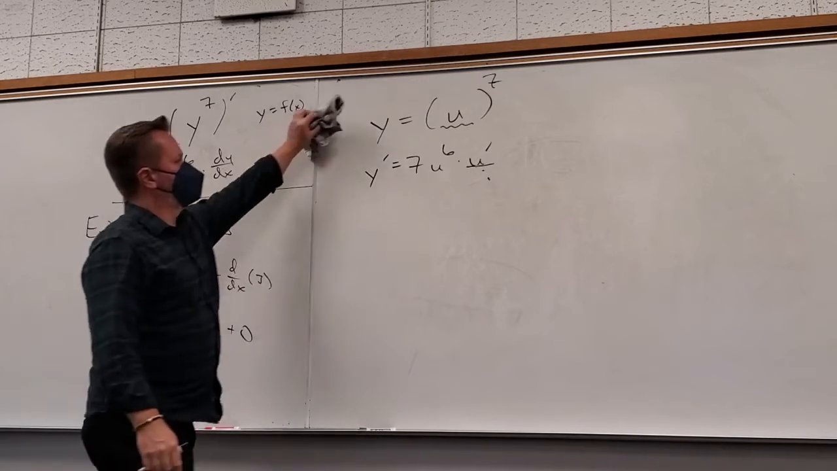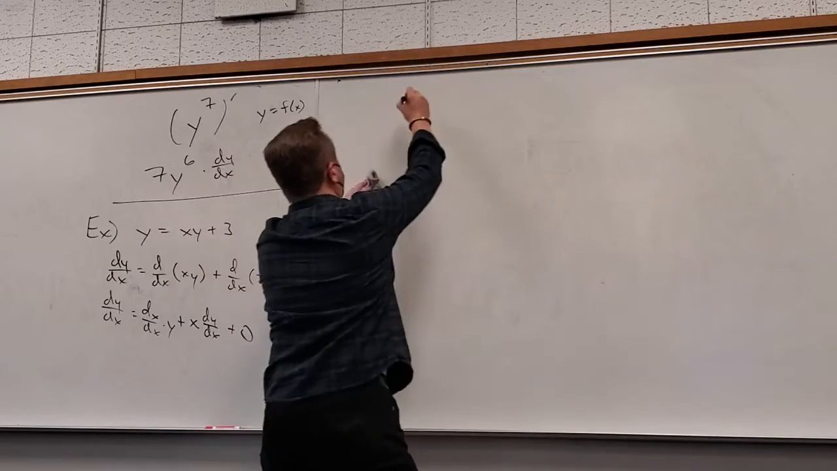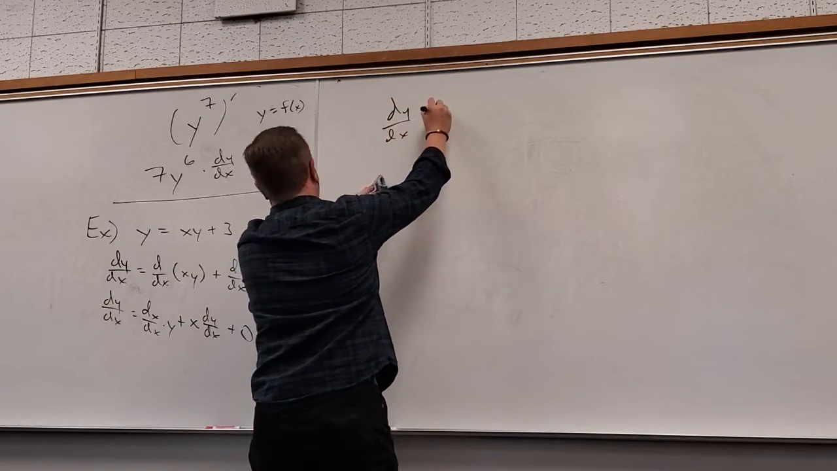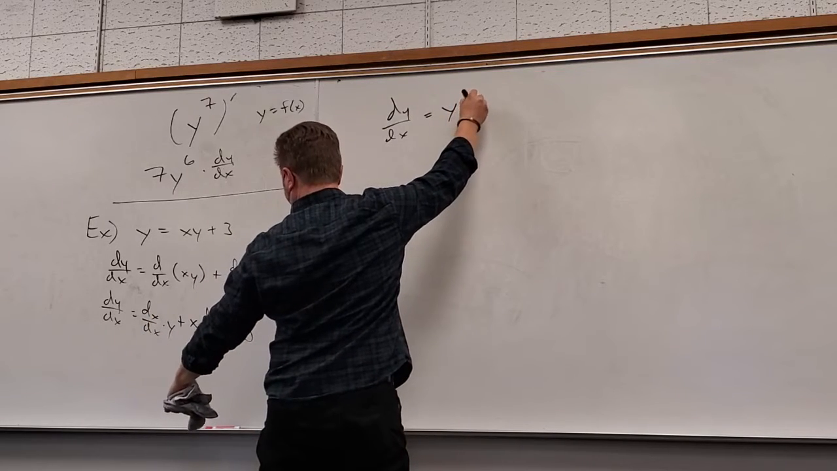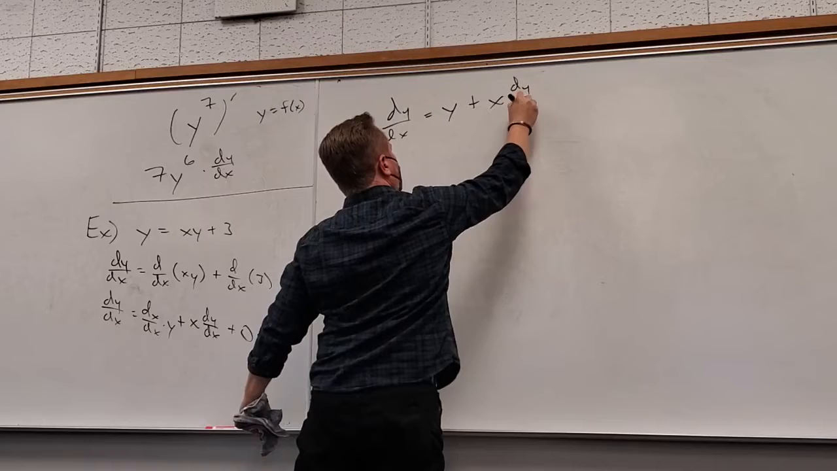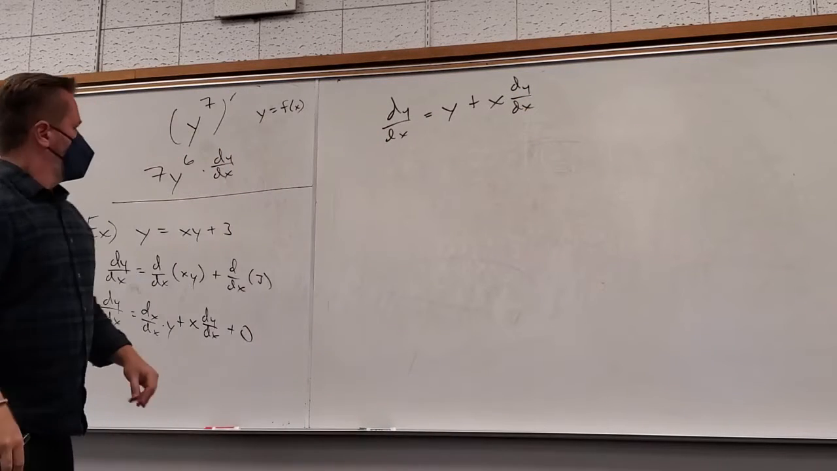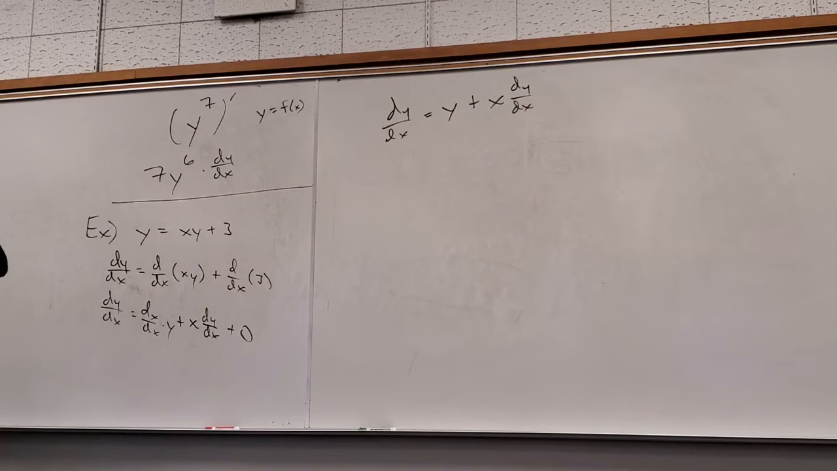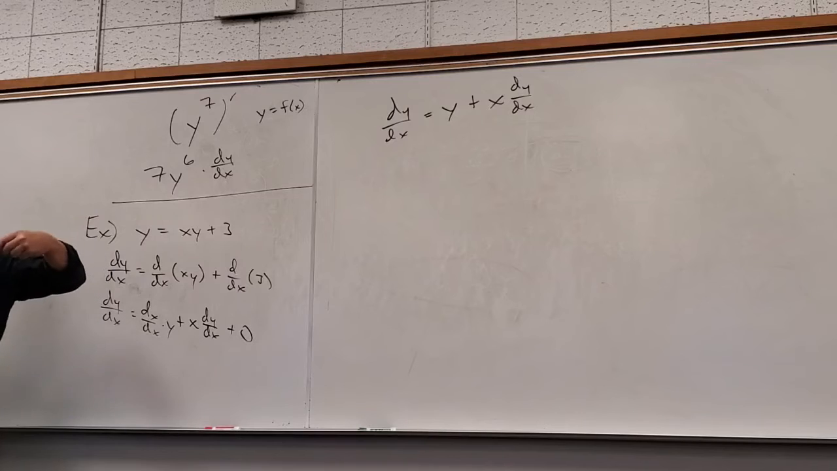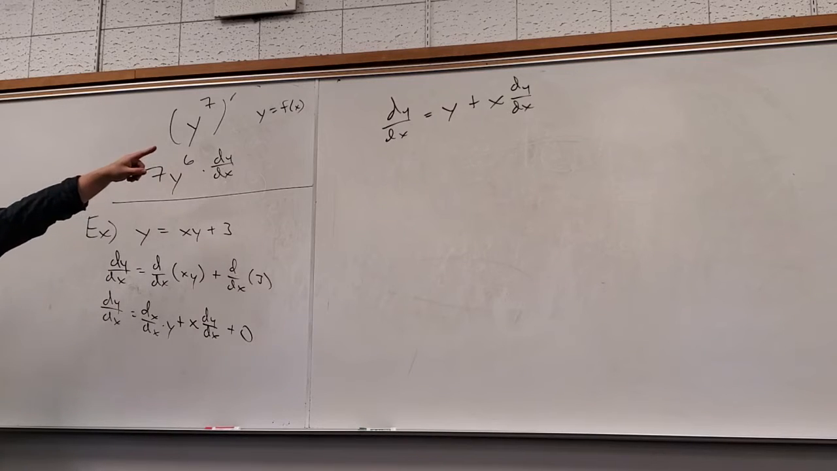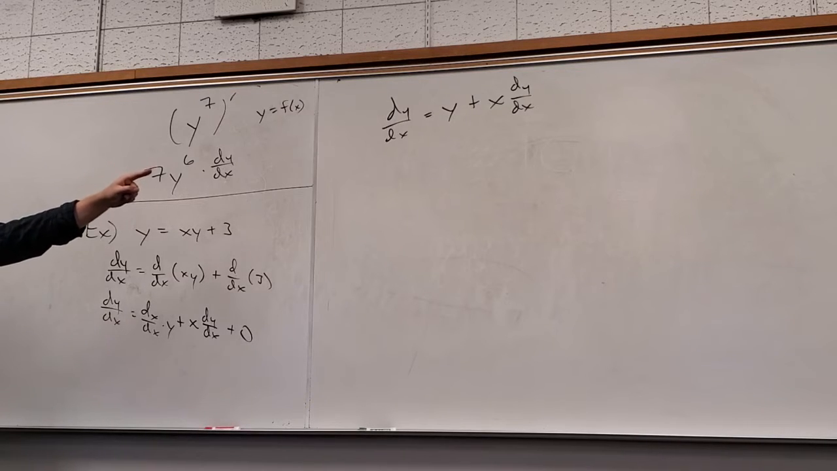So let me bring this up. So I get 1y plus x dy dx. Now, what am I trying to figure out? I want to know the slope at every point on this graph. I'm trying to figure out what dy dx is. Is that solved for dy dx?